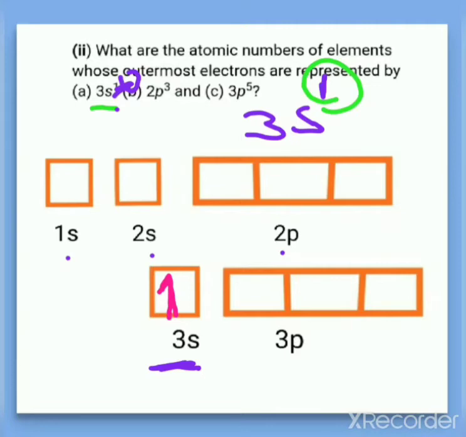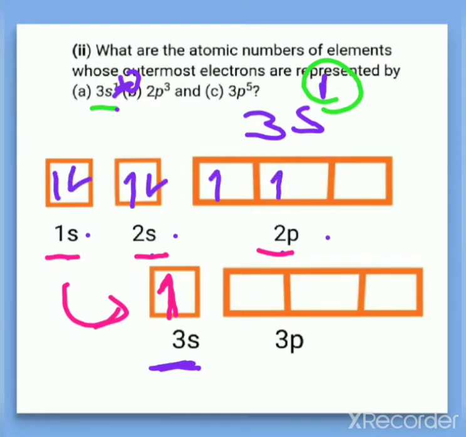We know that 3s filling only takes place after the filling of 1s, 2s and 2p. When they are completely filled, then only the filling takes place in 3s. So it shows that the inner orbitals like 1s, 2s and 2p are completely filled. Therefore, the last electron is in the 3s. So we need to fill this one.